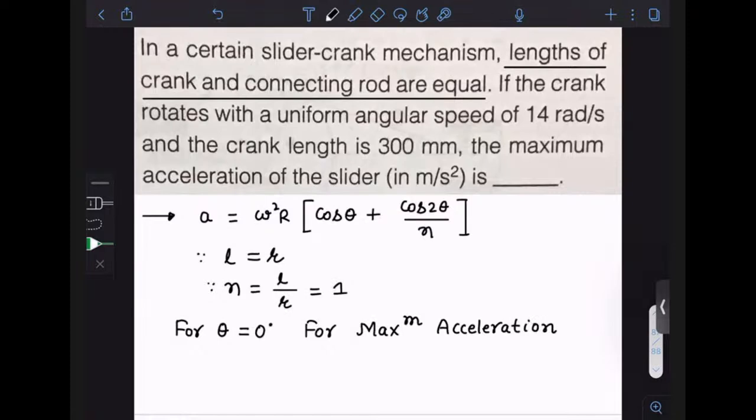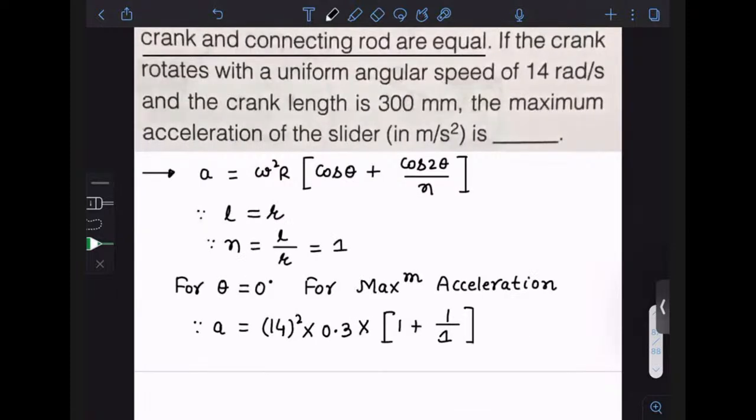Okay, so here what we can say, omega is your 14 square. Radius is, my dear, equal to 0.3 meter, correct? Cos 0 is 1 and cos 0 is 1, 1 by 1 means it is your 2.